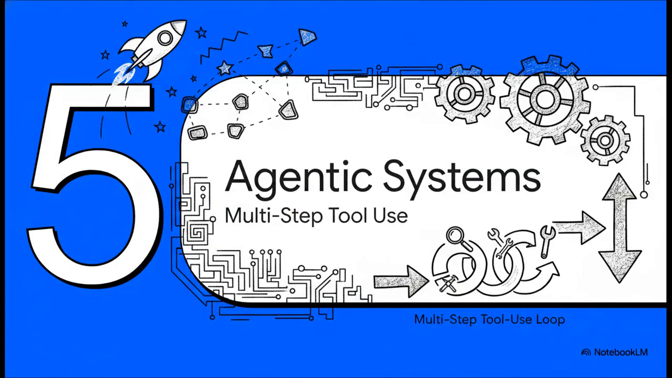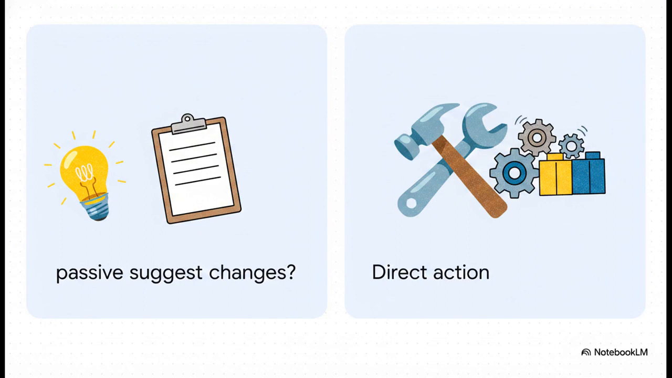Section 5. Scaling to agentic systems. Multi-step tool use. When we step into the wild west of long tool use loops, you have to be ruthlessly explicit about wanting action. These newer models are incredibly literal. If you ask, can you suggest changes to improve this function? Well, it's going to do exactly that. It'll write a lovely list of suggestions and stop entirely short of actually writing the code. You have to command it, change this function to improve its performance.